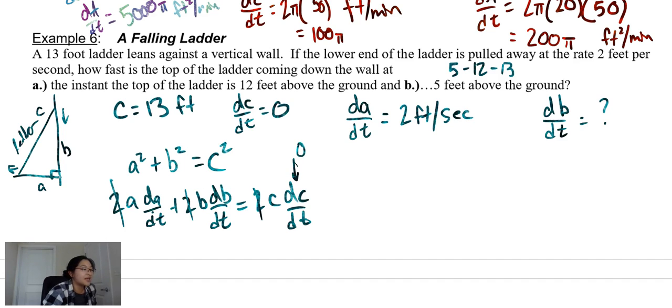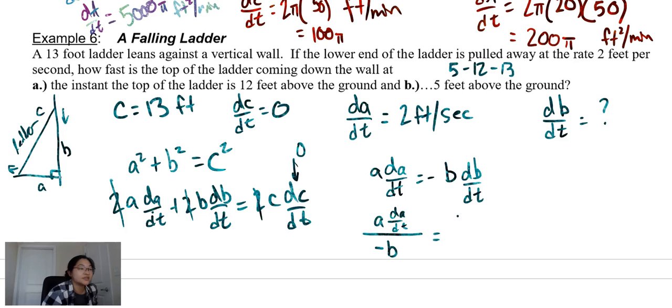So what we're really working with is a dA/dt equals negative b dB/dt. And then I guess we just need to divide by b, so we got a dA/dt, when these are all numbers, over negative b equals dB/dt. And then just plug in what we know.